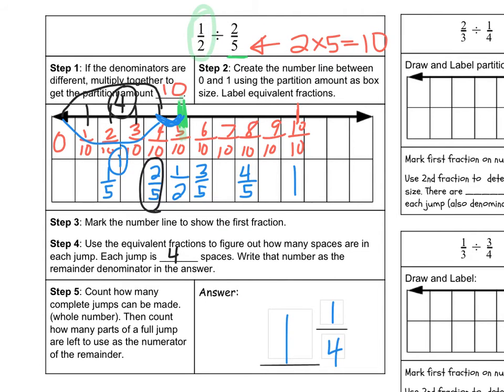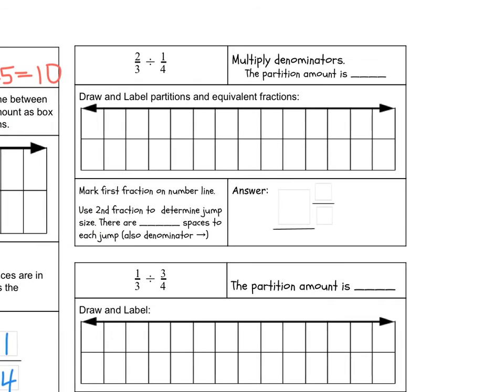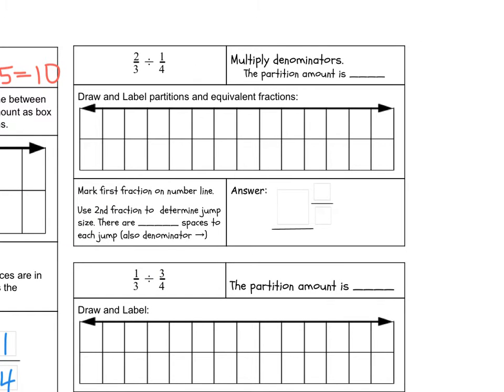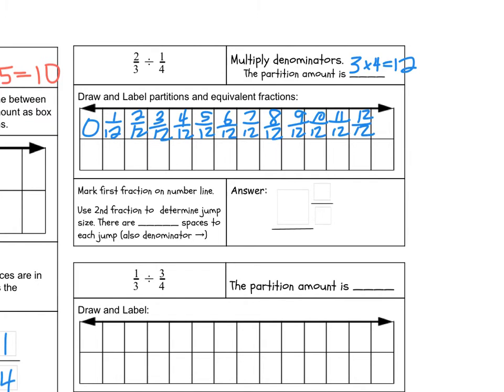So now let's go ahead and do another example. This time I have 2/3 divided by 1/4. So I'm going to first multiply my denominators. 3 times 4 equals 12. So my partition amount is going to be 12. So I got 0, 1/12, 2/12, 3/12, all the way to 12/12.